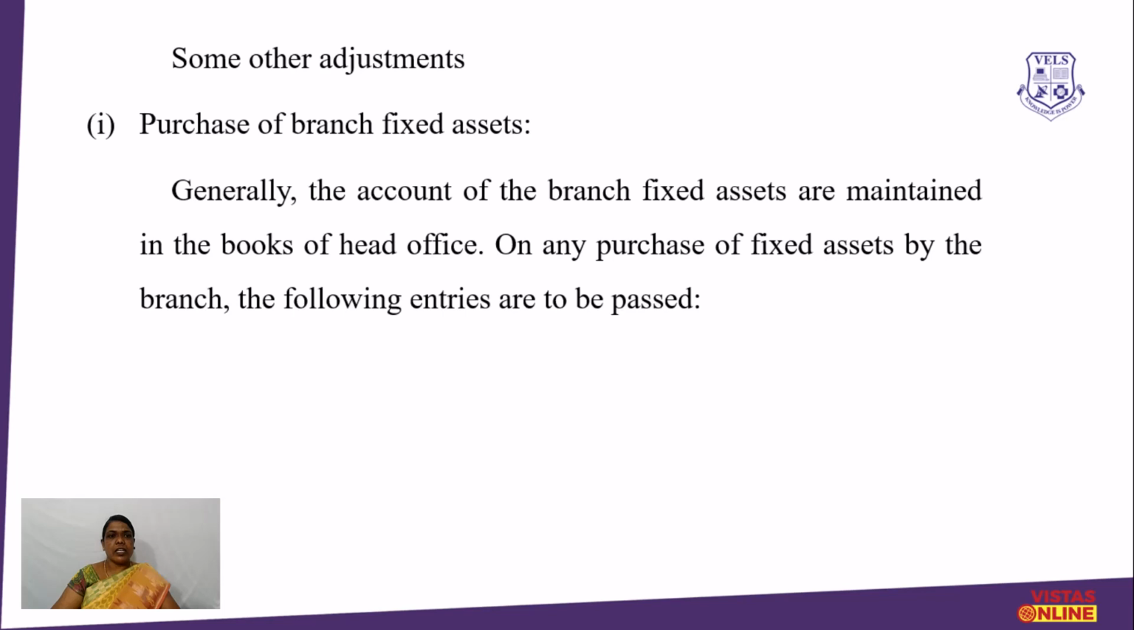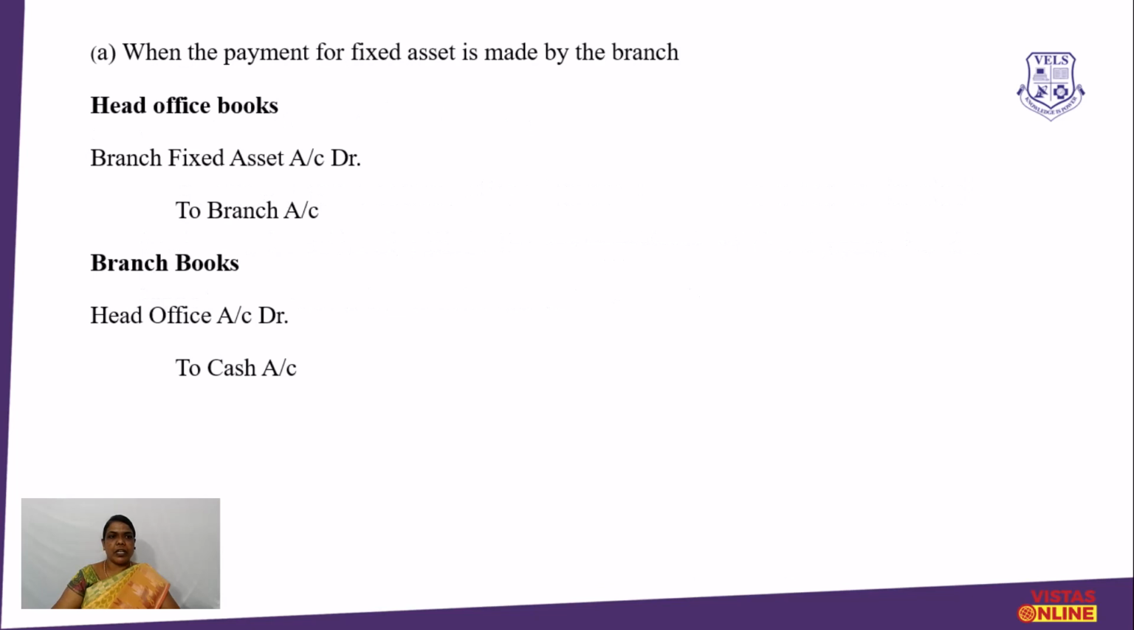The first one is purchase of branch fixed asset. Normally the accounts of the branch fixed assets are maintained in the books of head office. On any purchase of fixed asset by the branch, the following journal entries are to be passed. We can see the journal entry when the payment for fixed asset is made by the branch. What is the journal entry in the books of head office? Branch fixed asset account debit to branch account. In the case of branch books, what is the journal entry? Head office account debit to cash account.